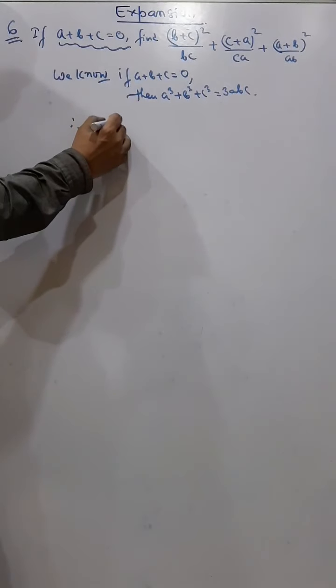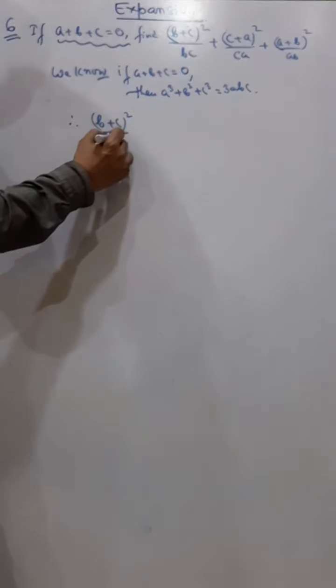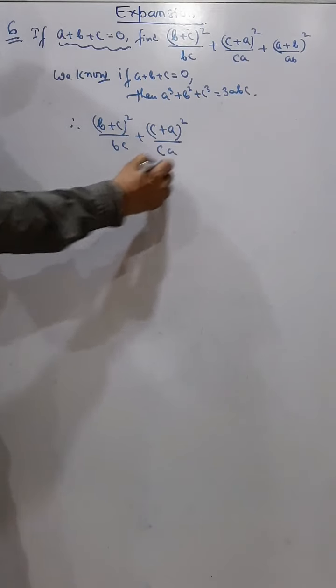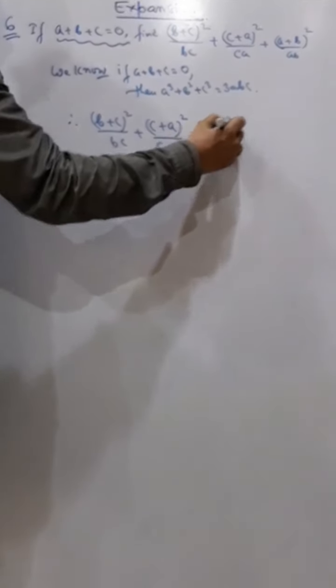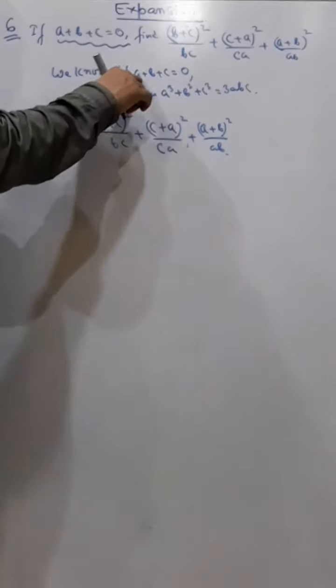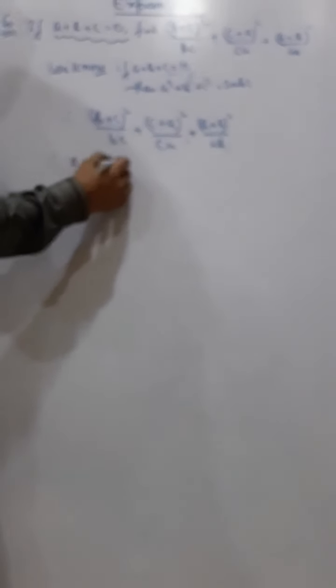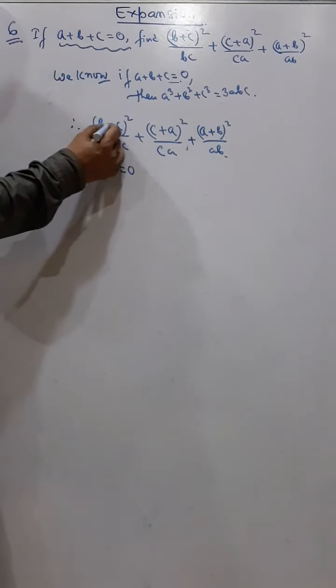So first of all we have to find this. We will simplify this. So b plus c whole square. So we will write the question once more. And now a plus b plus c equals 0. Now from these values we'll get these three values. Okay, so we'll start like this. So we can say that a plus b plus c equals 0. Therefore first b plus c.